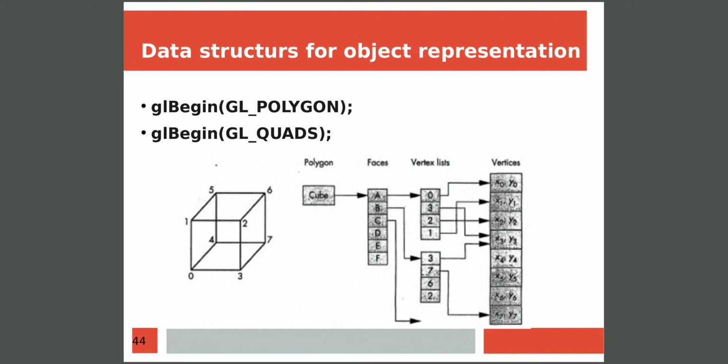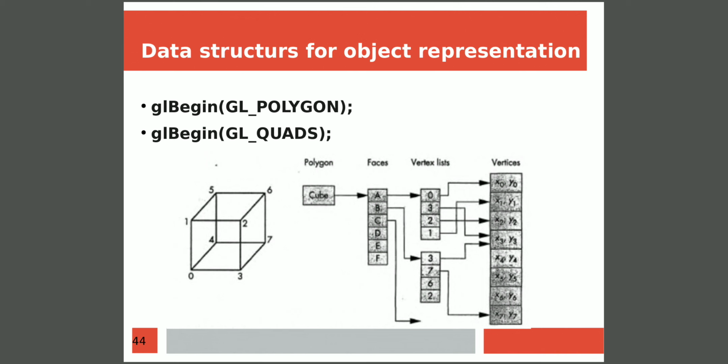Then in the third level we are going to specify all the vertices of a cube. Totally we have 8 vertices in a cube; for the first face which are the vertices, for the second face which are the vertices, and for the third face which are the vertices, we will represent all the vertices for each face. Then at the fourth level we give the specific values for each vertex. For the 0th vertex the specific values are x0, y0, then for vertex 3 the values are x3, y3 and so on.